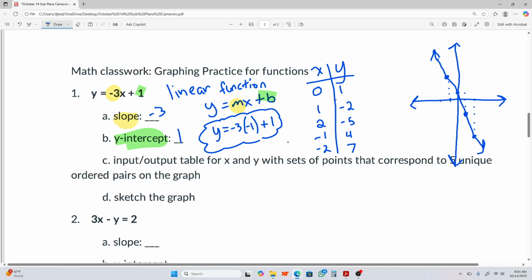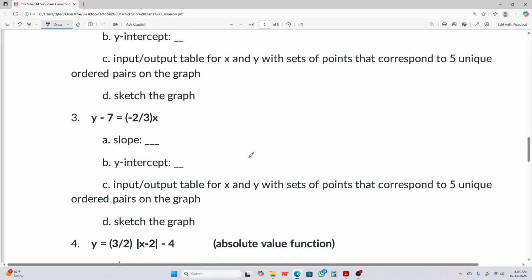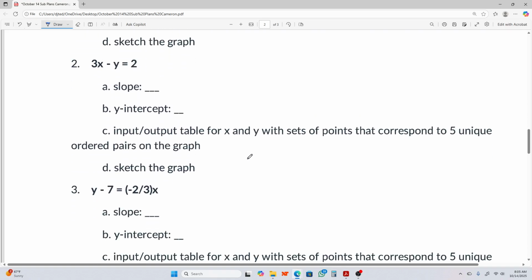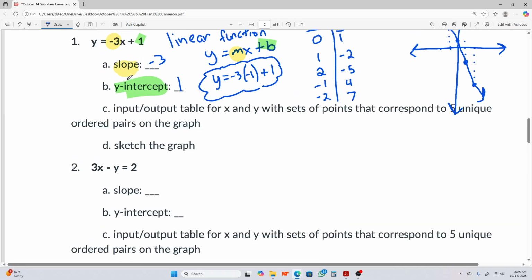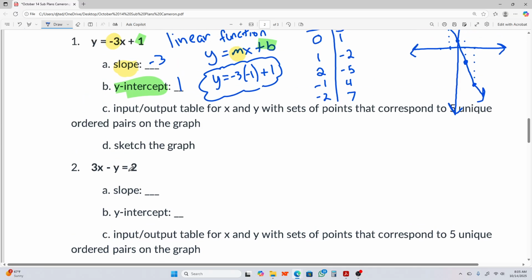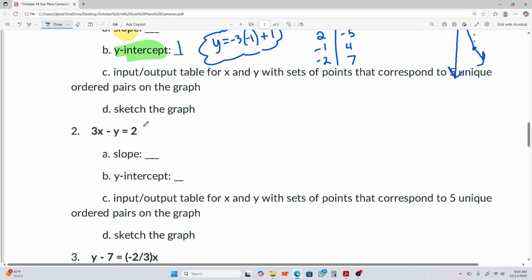So you can do the same thing for question numbers 2 and 3. I'm going to skip ahead to question number 2 and 3. It's similar, but it's not exactly the same. Your equation doesn't right away look like a linear function in slope-intercept form. You have a standard form, and this looks like point-slope form. So you might want to turn your standard form into slope-intercept form by rewriting it.